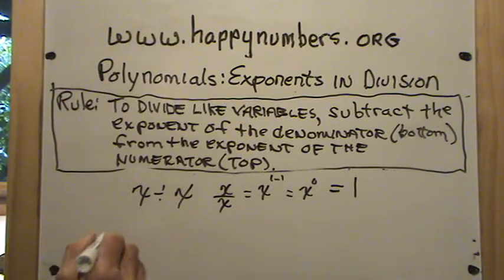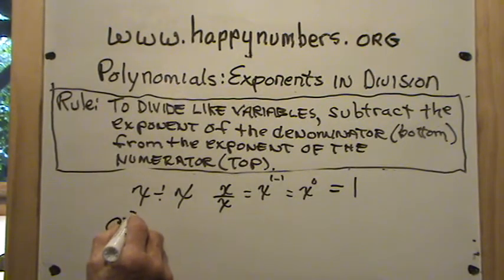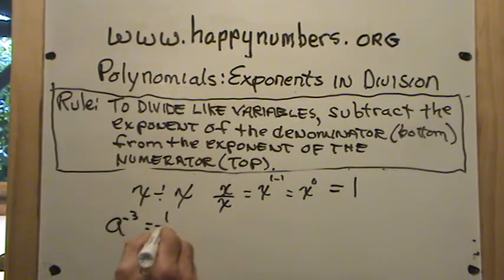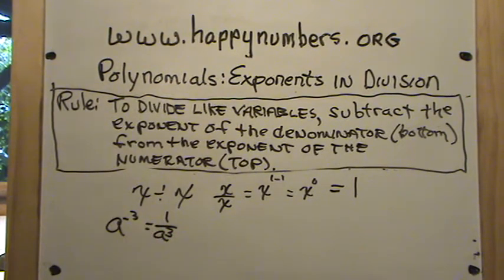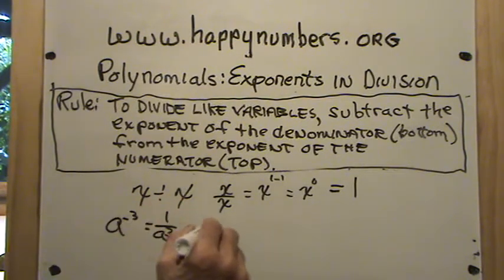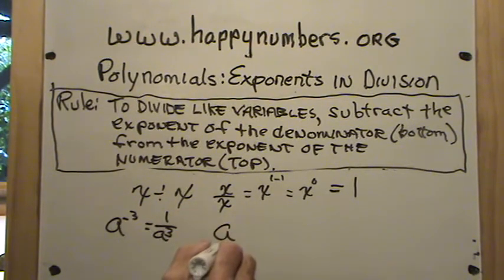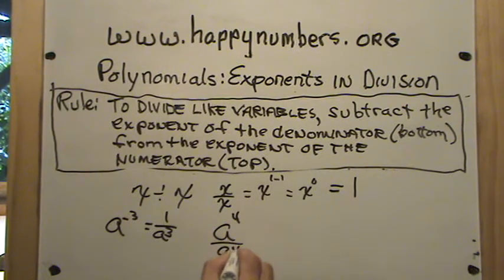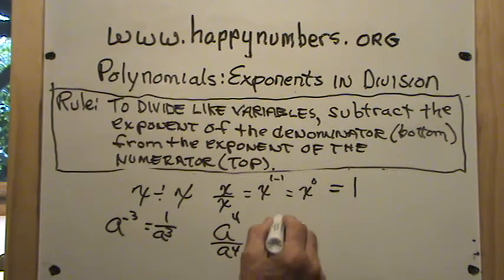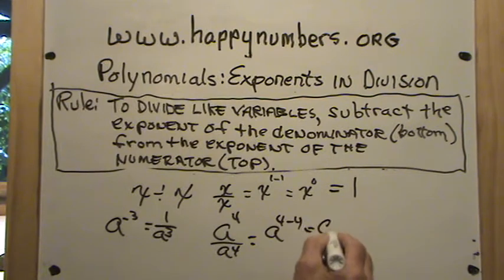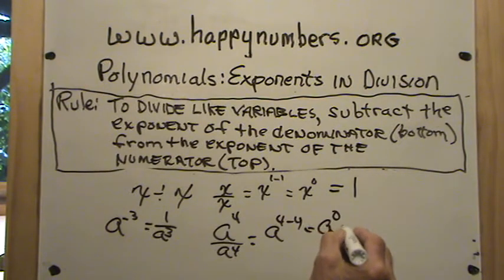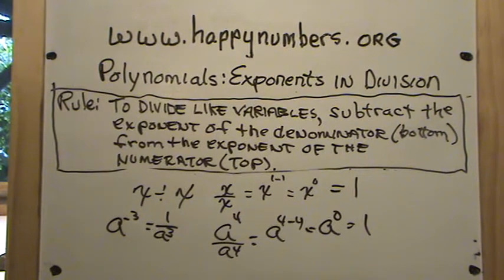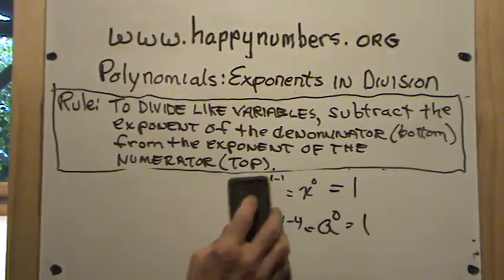Okay, so a couple of special cases here. a to the negative 3 is equal to 1 over a to the third power. a to the fourth over a to the fourth is equal to a to the 4 minus 4, which is equal to a to the 0 power. Any variable equal to the 0 power is equal to 1. Okay, well there it is. Those are the exponents when you're working with polynomials and in division.